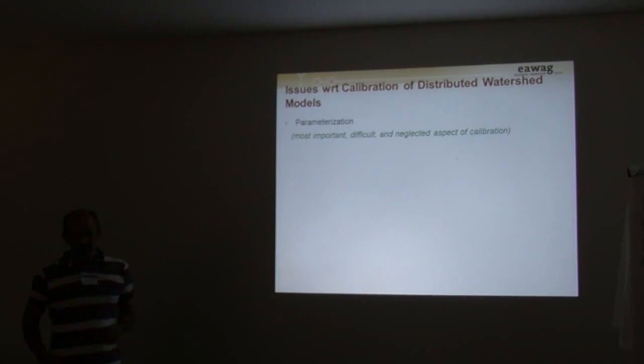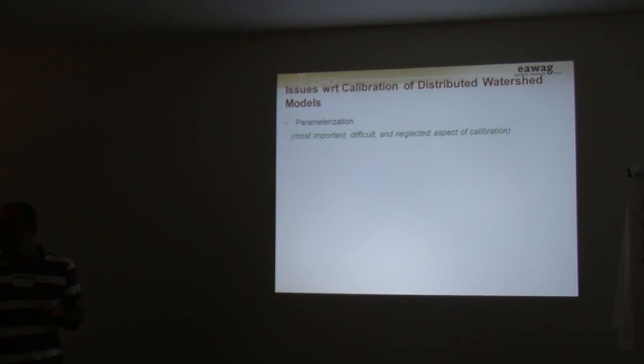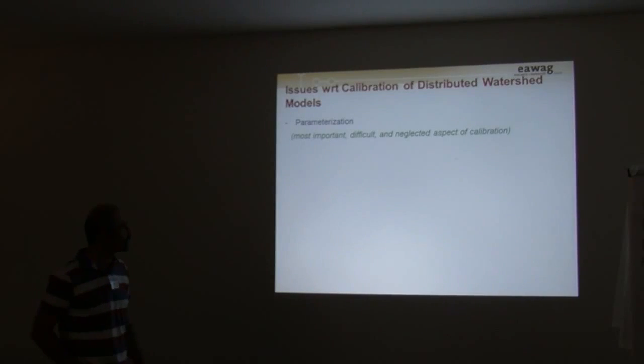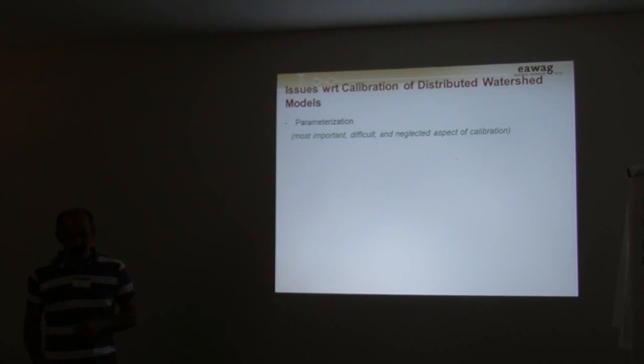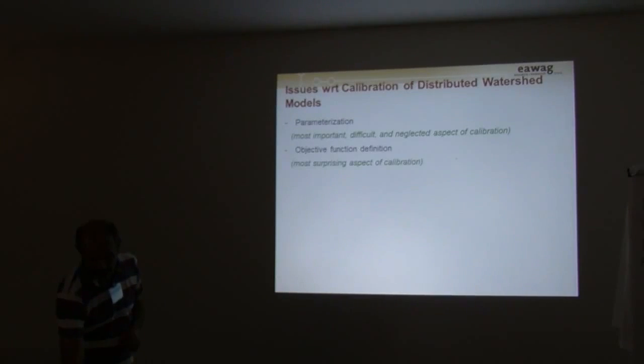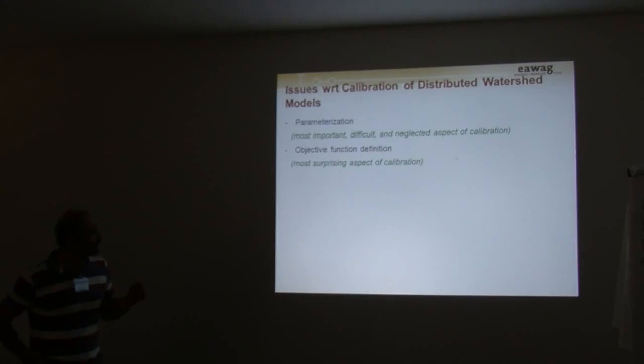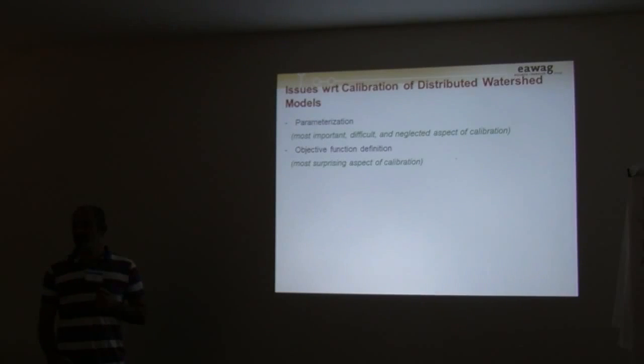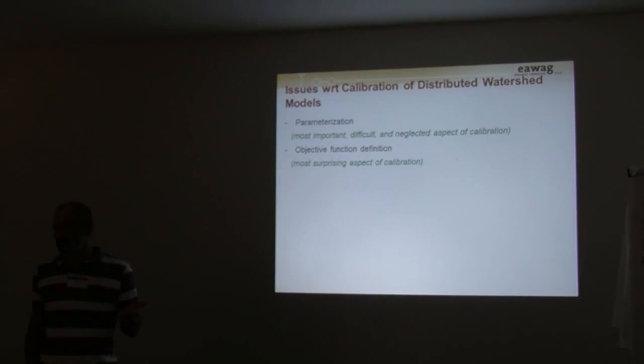This parameterization is very, very difficult to do because you're dealing with a large area, often a watershed, and there is a lot of heterogeneity involved, and how do you assign parameters to different HRUs and so on. That's an issue to think about. Then you have this objective function definition, as you saw. If you change your objective function, your end result will be completely changed. That's a problem.